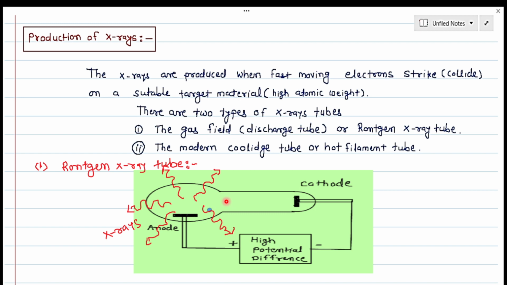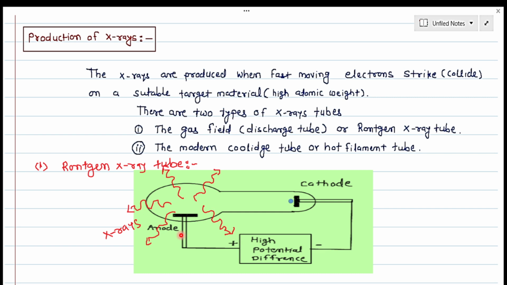0.001 mm of mercury. At that reduced pressure, a stream of electrons is accelerated toward the anode and collides on the anode material with high kinetic energy, and due to the collision, the X-rays are emitted in a random direction.